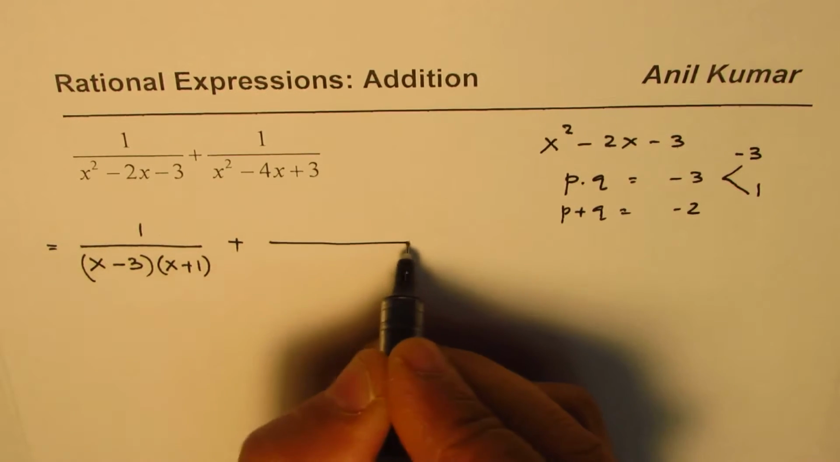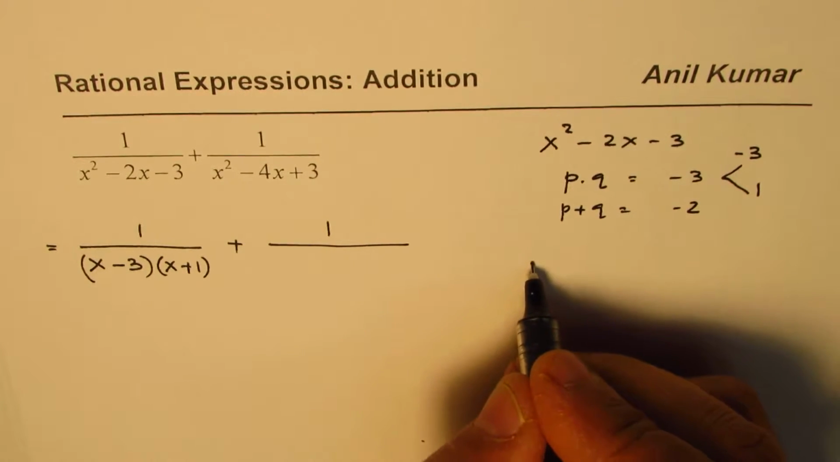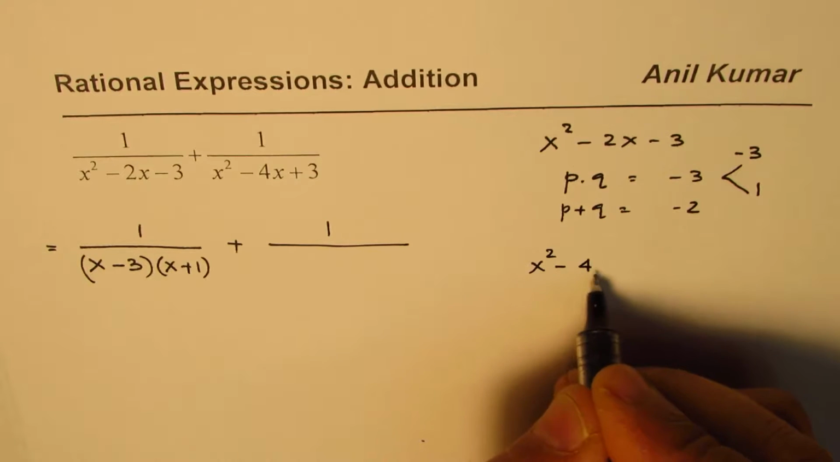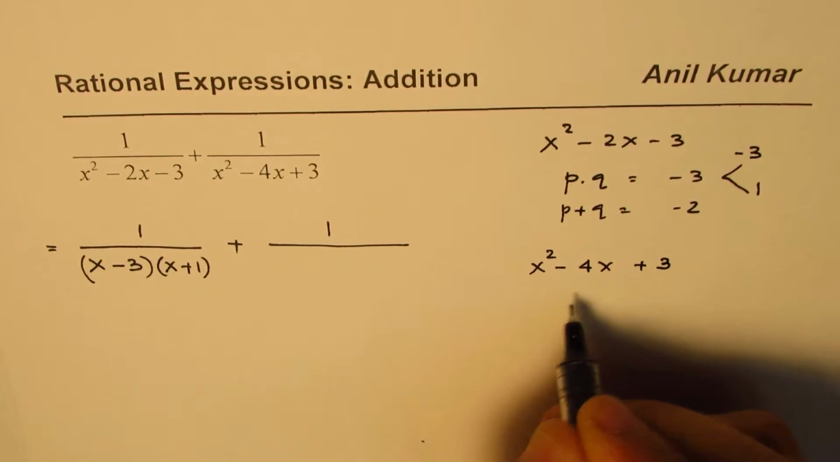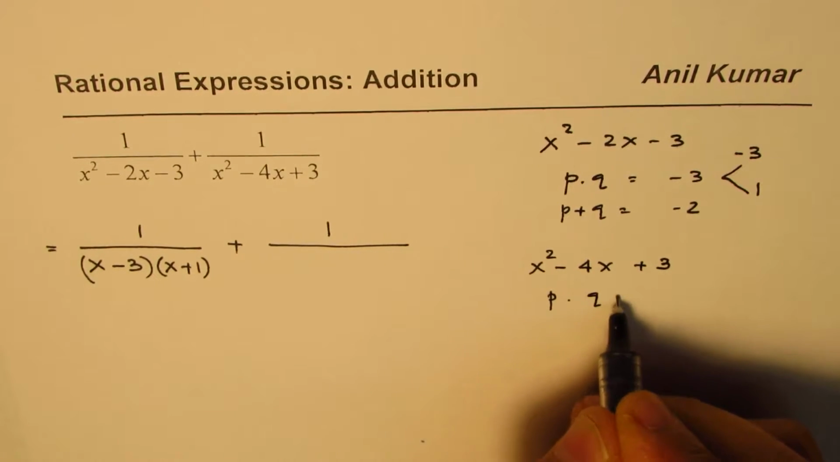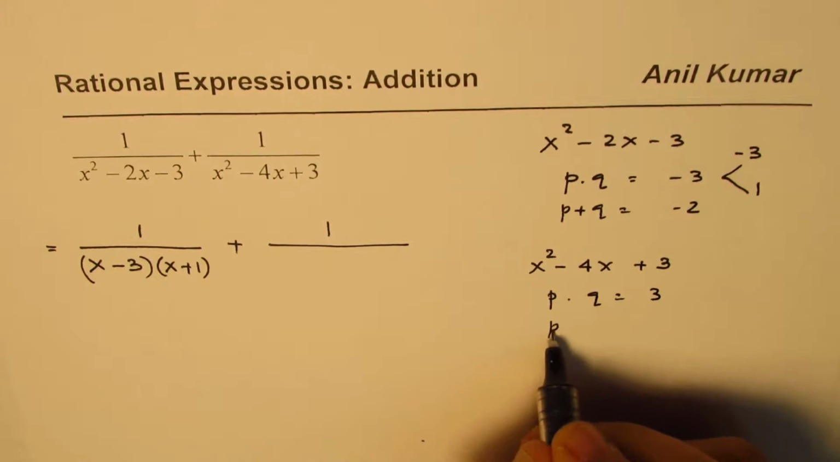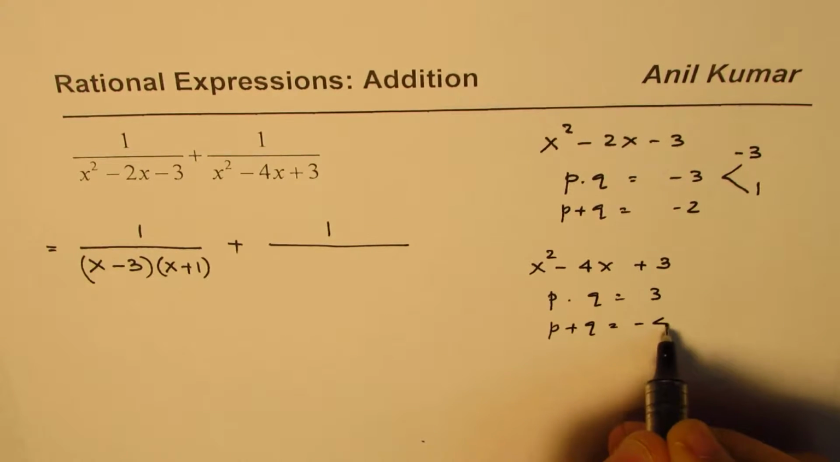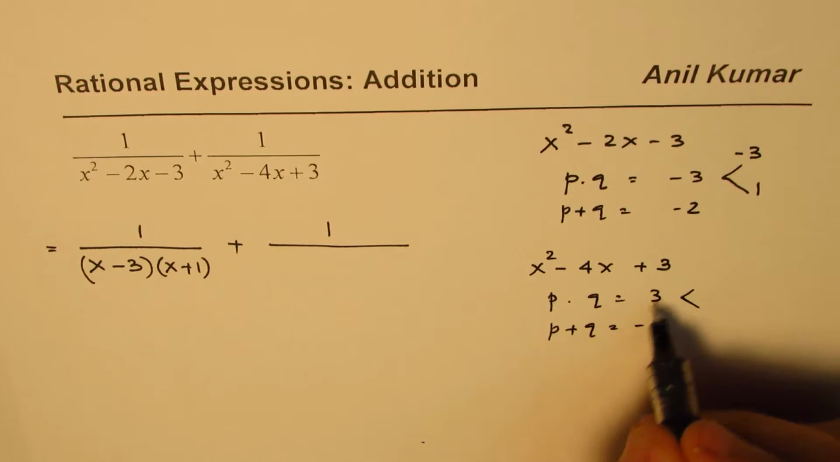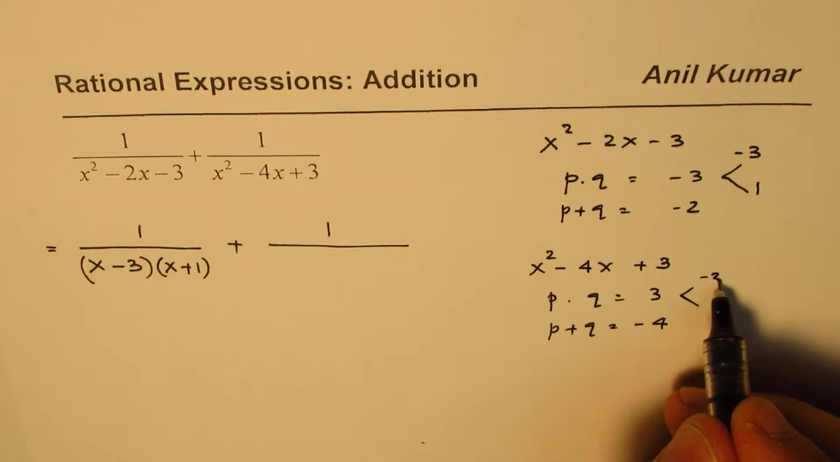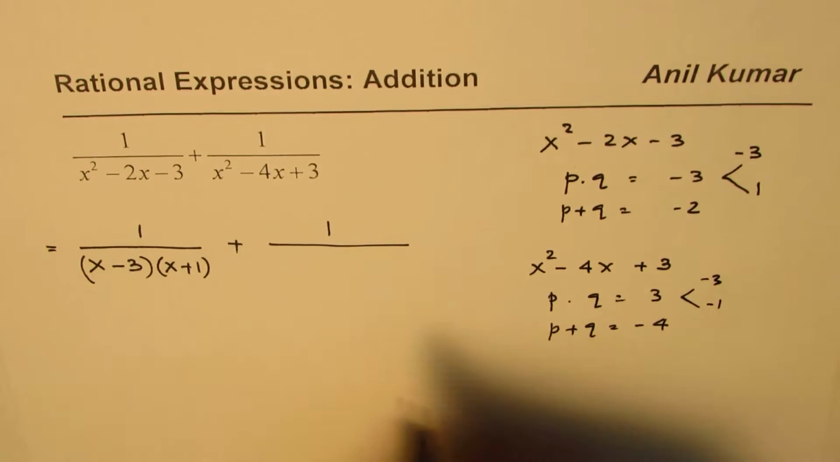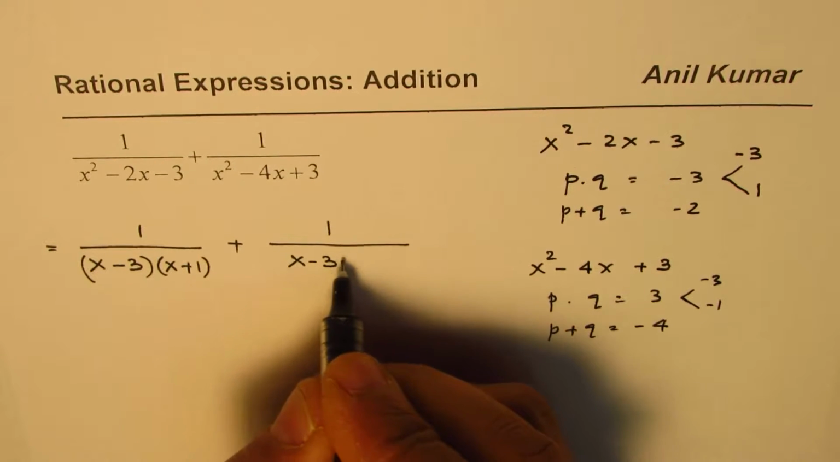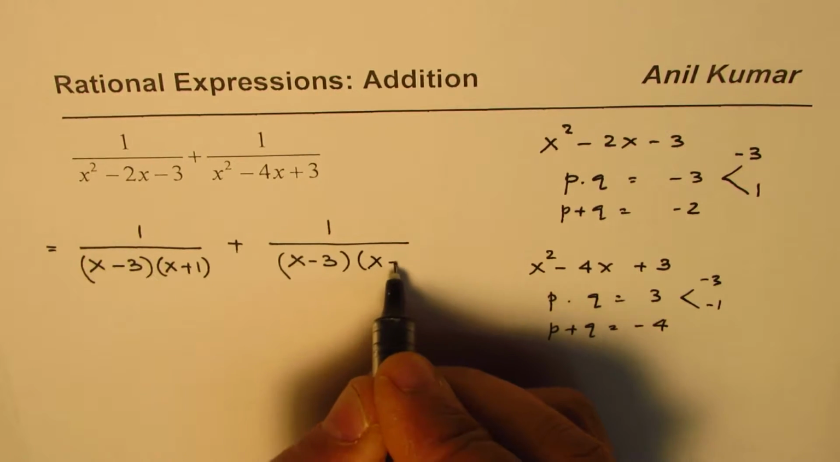How about the other one? Let's look into that. We have x squared minus 4x plus 3. Now here we are looking for product of two numbers to be 3 and their sum as minus 4. So both could be negative. Negative 3 and negative 1 works for us. So we could write this as x minus 3 times x minus 1.